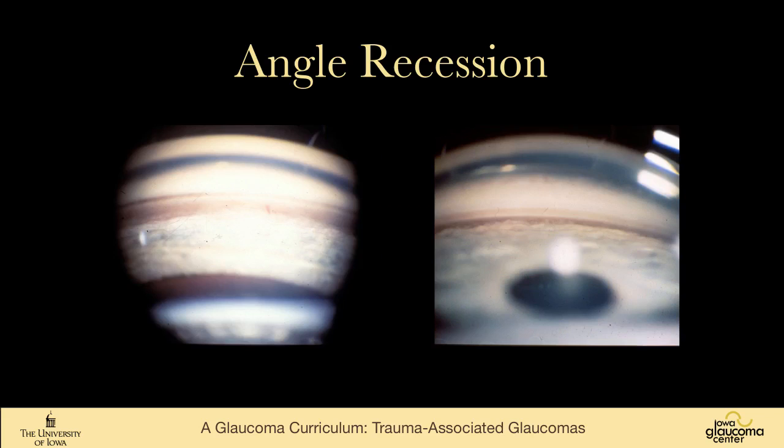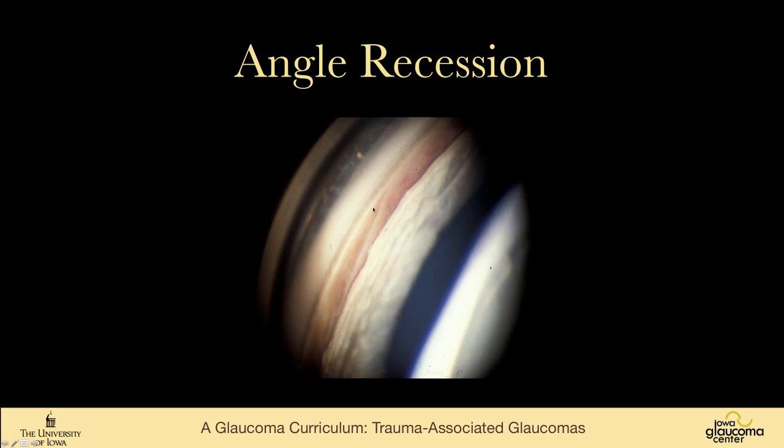A little bit washed out photograph on the left, but this is a patient with unilateral angle recession, and when we compare the normal eye on the right and the abnormal eye on the left, we can see that the ciliary body face here is much darker than it is over here. There are some iris processes here that are not visible in this eye. The width of the ciliary body face is much wider here.